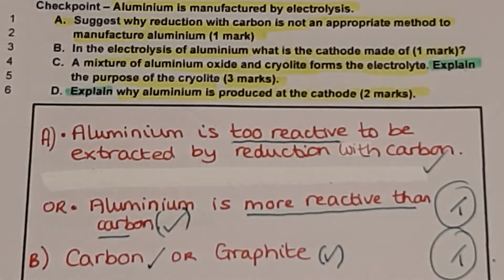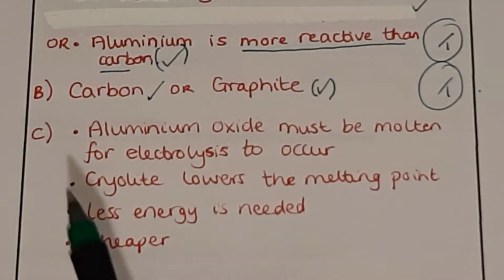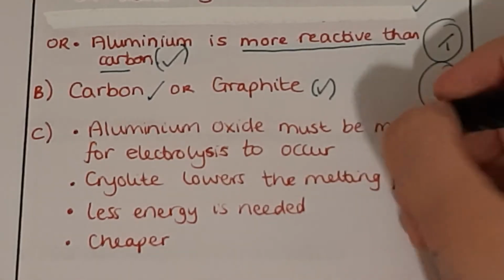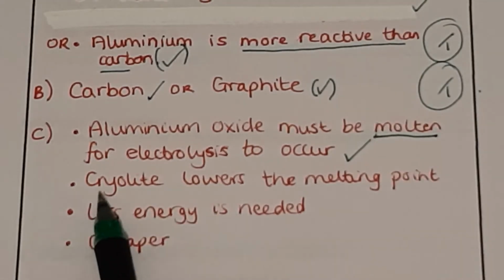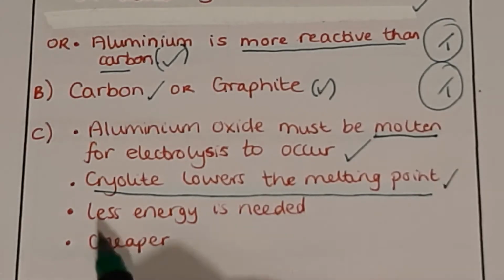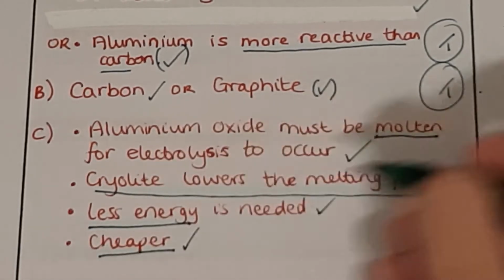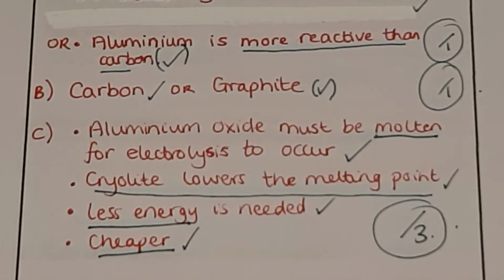So marks out of 1 for A and 1 for B. Part C, so a mixture of aluminium oxide and cryolite forms the electrolyte. Explain the purpose of the cryolite for 3 marks. So, first of all, you have to say that aluminium oxide should be molten. It has to be molten for electrolysis to occur. So you have to talk about the fact it's got to be melted or heated up. Then you can say that cryolite lowers the melting point. So this statement here for a 2nd mark. Then you can say that less energy is required, and that makes it cheaper. So there's 4 ways to earn a mark there. It's out of 3, so it's up to a maximum of 3 marks there.